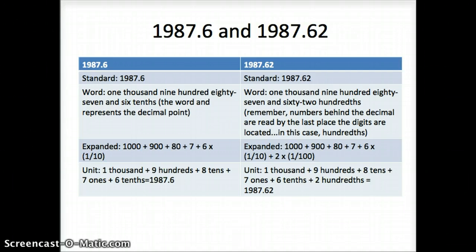Expanded form, we have 1000 plus 900 plus 80 plus 7 plus 6 times 1/10, representing the 6 in the tenths place, which is why we multiply by 1/10, plus 2 times 1/100th, because the 2 is in the hundredths place, and that is represented by the fraction 1 over 100. Unit form is 1 thousand plus 9 hundreds plus 8 tens plus 7 ones plus 6 tenths plus 2 hundredths equaling 1987 and 62 hundredths.